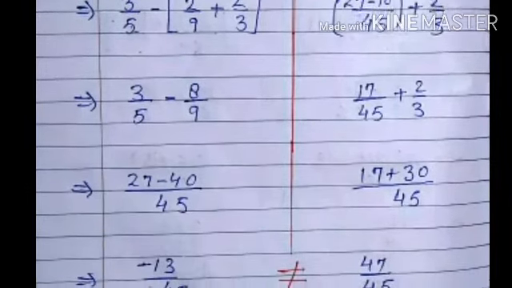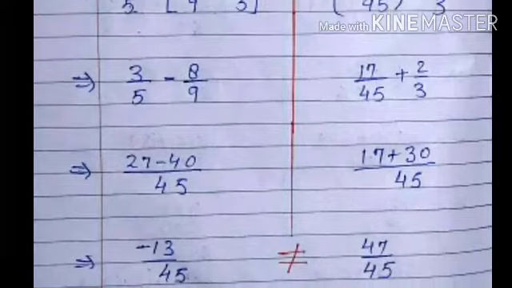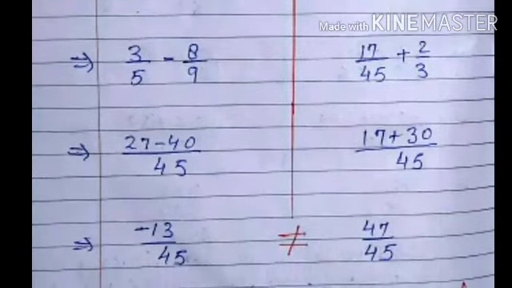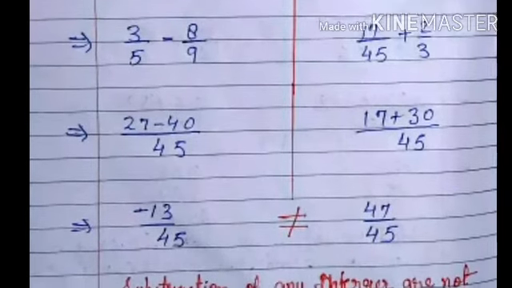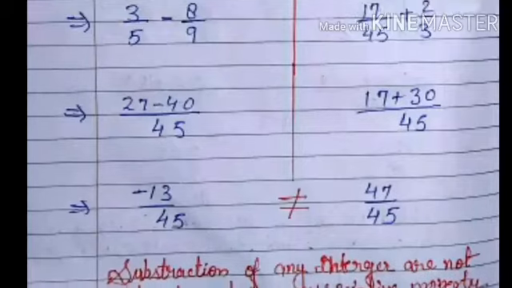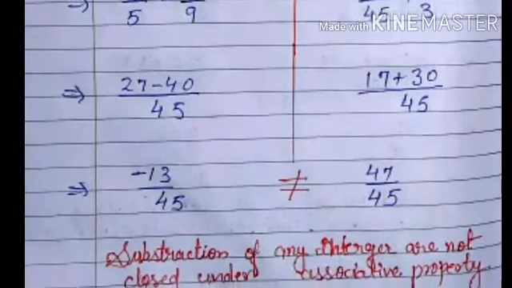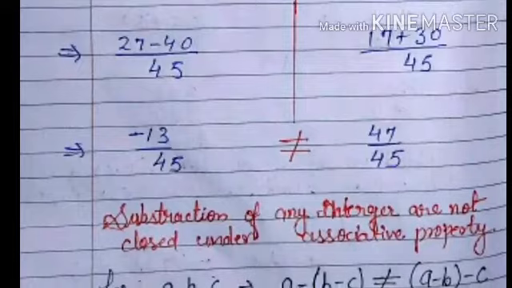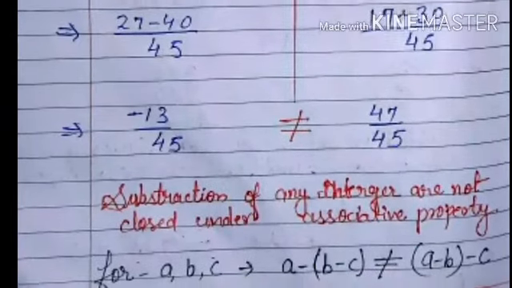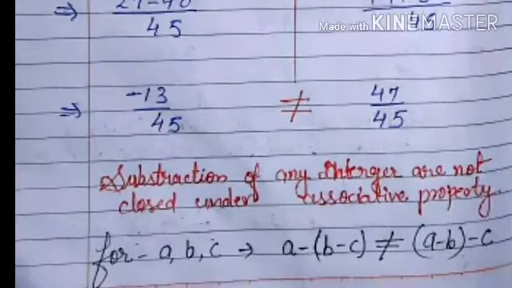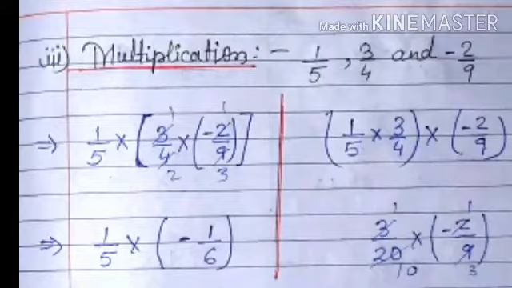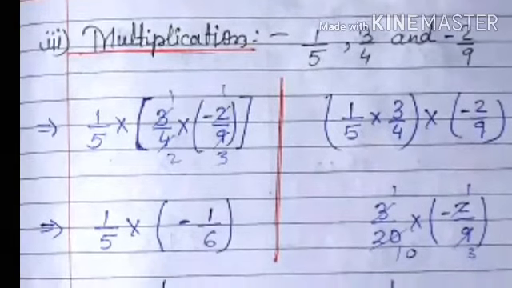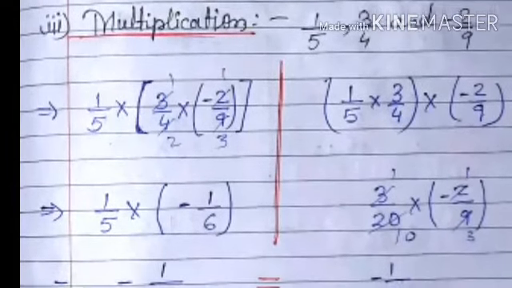So finally we get minus 13/45, and on the other hand we get 47/45, that are not equal to each other. So we can say subtraction of any three rational numbers is not closed under associative property. For the next operation, multiplication, we have 1/5, 3/4 and minus 2/3 as three rational numbers.